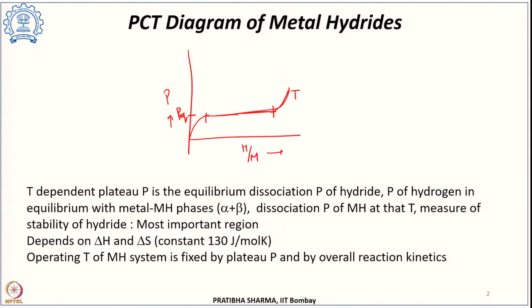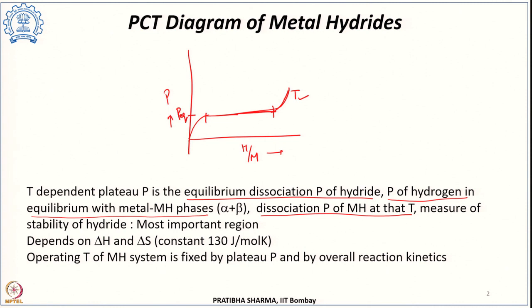This has a great importance when designing metal hydride based systems or while selecting metal hydrides for various applications. This is known as the equilibrium dissociation pressure of the hydride. This is the pressure of hydrogen in equilibrium with the metal-metal hydride phases, or alpha plus beta phases. This also represents the dissociation pressure of the metal hydride at that particular temperature. This is a very important parameter to measure the stability of the hydride because we have seen that it is also related to delta H. And this is the most important region in the pressure composition isotherm.